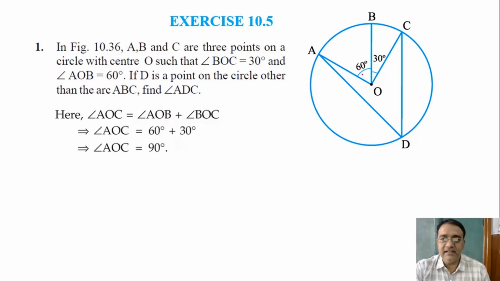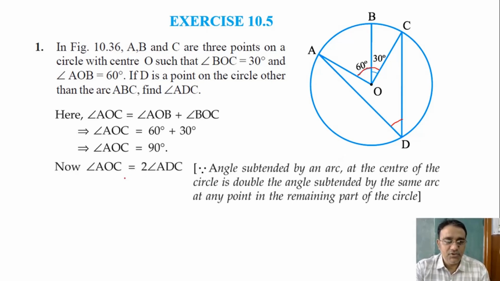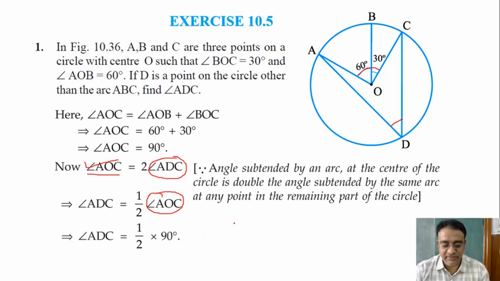Now this angle AOC is double of this angle. And the statement is that the angle subtended by an arc at the center is double the angle subtended by the same arc at any point on the remaining part of the circle. Right? So the value of this is 90 degree. So we can write angle ADC is half of angle AOC. Now substitute angle AOC, that is 90 degree, and half of 90 degree is equal to 45 degree.